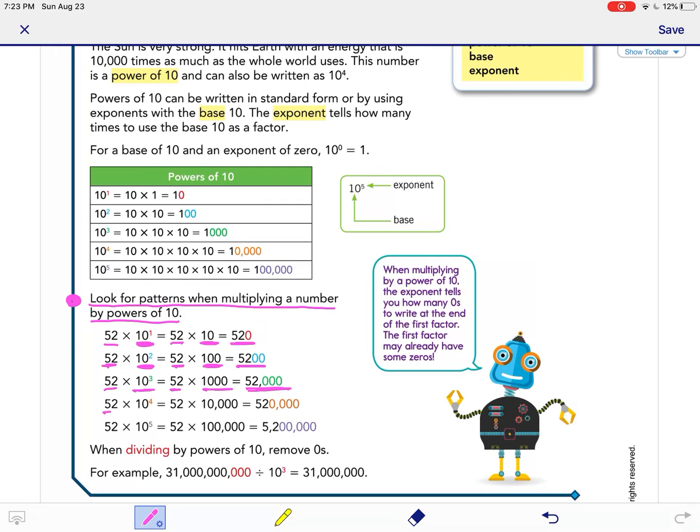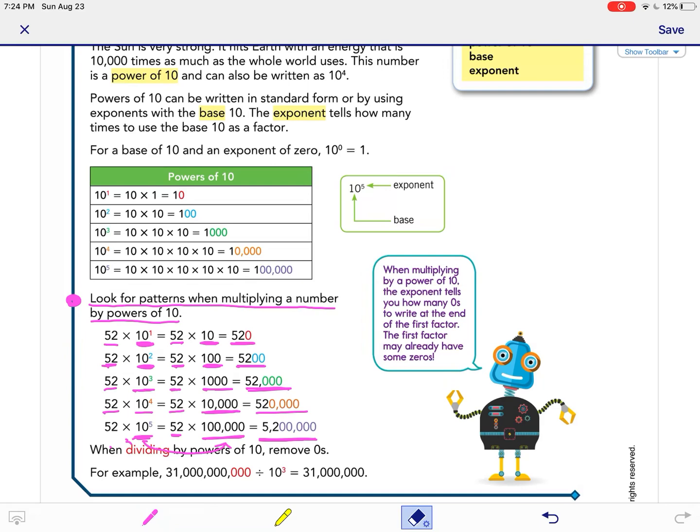All right, we can keep going here. 52 times 10 to the fourth power is the same as saying 52 times 10,000, right? There's 4 zeros there, or 520,000. And lastly, 52 times 10 to the fifth power equals 52 times 100,000, because 10 to the fifth power is actually 100,000. So then you get 5,200,000. Now, you can see a pattern here.